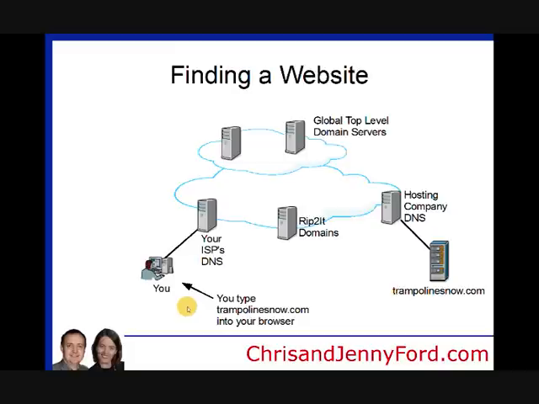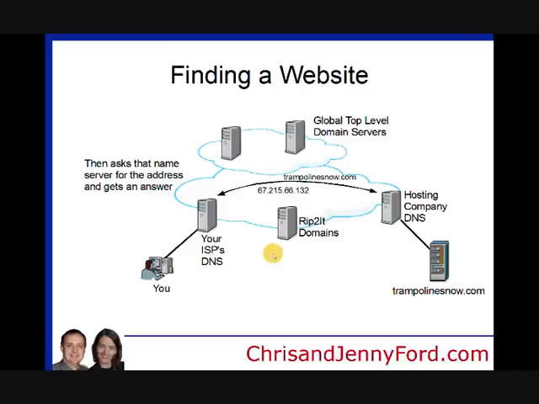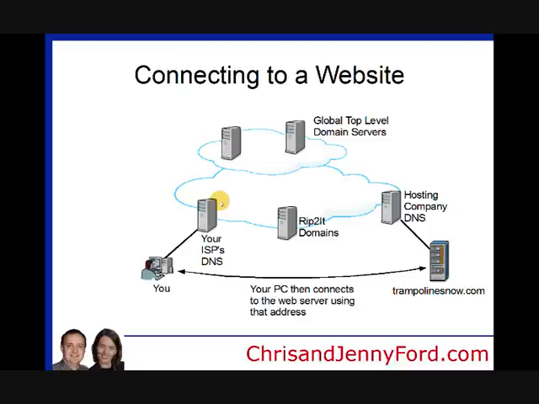Now, once I've done that, and I come to my browser, or you come to your browser, and you type trampolinesnow.com into your browser, what happens then? Well, your PC asks your internet service provider for the IP address of trampolinesnow.com. And then your internet service provider looks up in the internet phone book to find out the name server that knows the answer. And so that internet address book, the domain name server network, will tell it that my hosting company knows the answer. And so my ISP's name server will now talk to the hosting company's name server and say, please tell me the address for Trampolines Now, and the hosting company domain name server will send back an answer that is the address. And now your computer can connect directly to the web server using the address it got back.